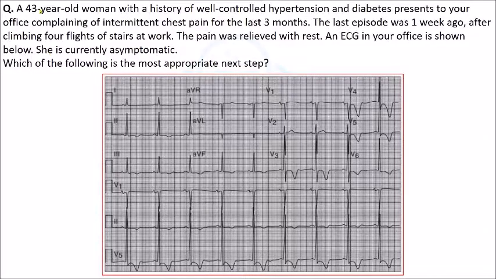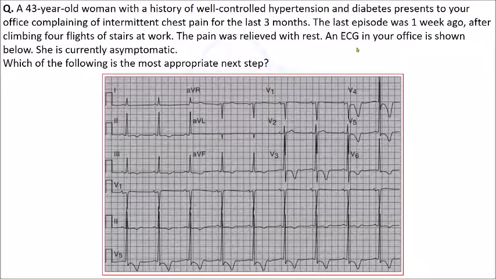A 43-year-old woman with a history of well-controlled hypertension and diabetes presents to your office complaining of intermittent chest pain for the last 3 months. The last episode was 1 week ago, after climbing 4 flights of stairs at work. The pain was relieved with rest. An ECG in your office is shown below. She is currently asymptomatic. Which of the following is the most appropriate next step?